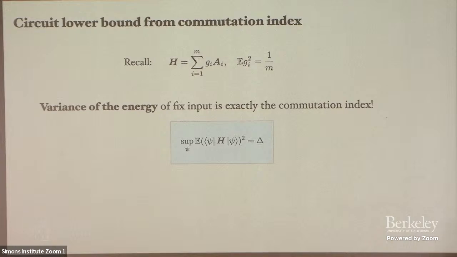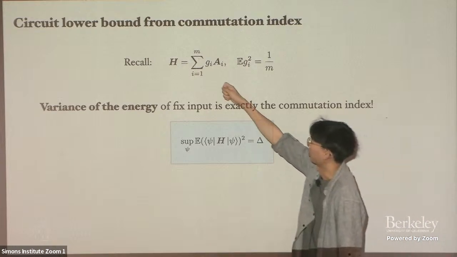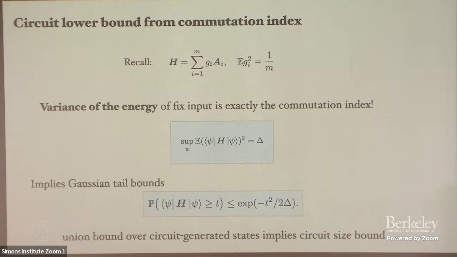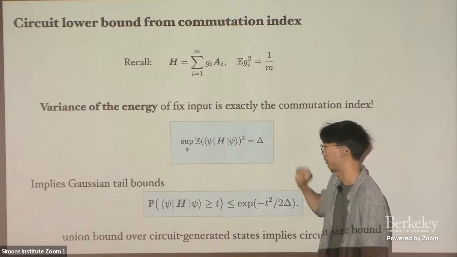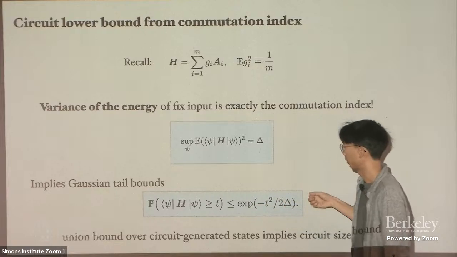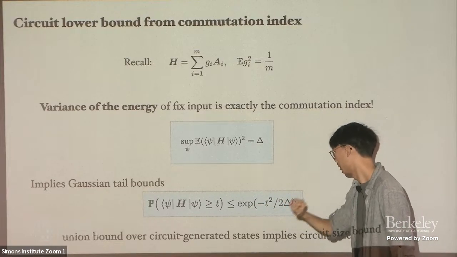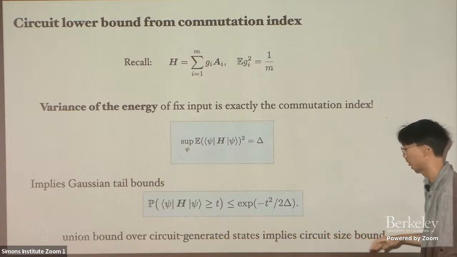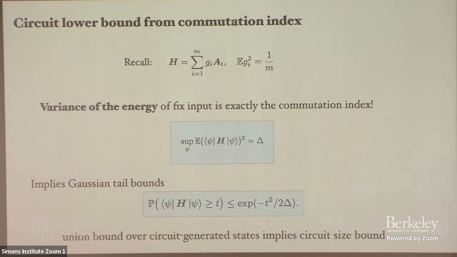But you also realize this is a Gaussian variable. Once you evaluate on the fixed state, you can just plug in: this is a Gaussian with this variance. Then you just go through a union bound over any circuit-generated state. Then you can get the circuit size lower bound. So this bound is really just a counting argument for Gaussian concentration.